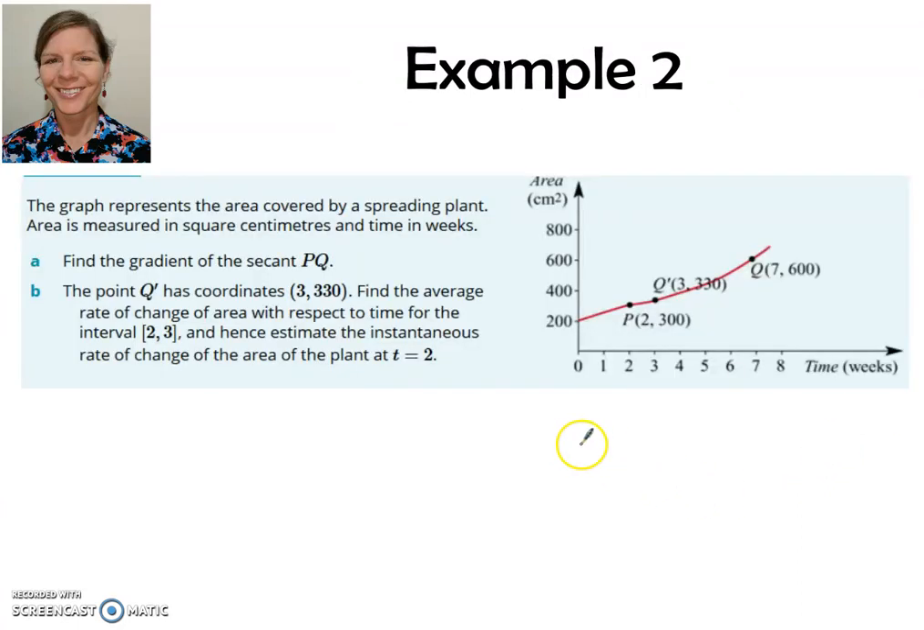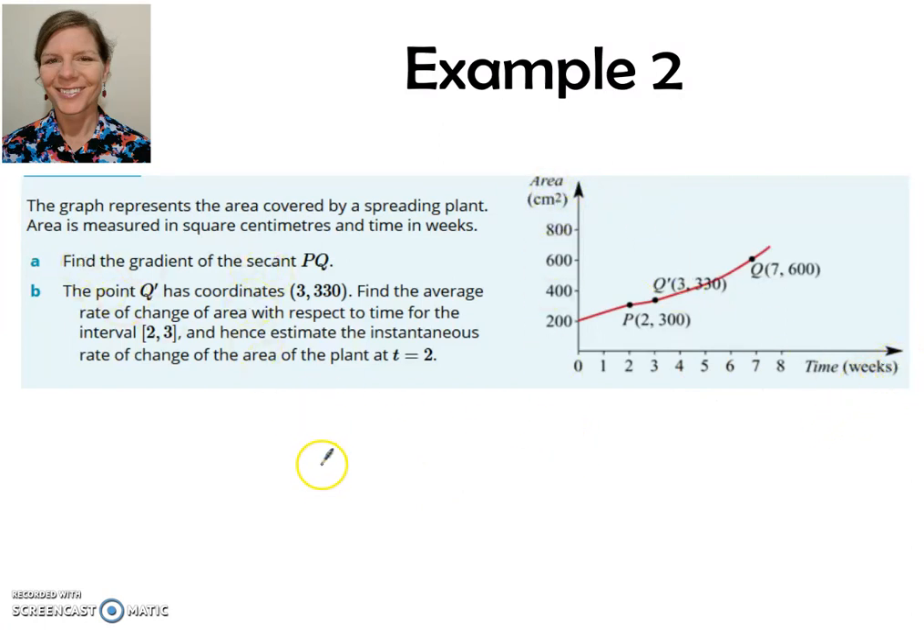So let's have a look at another example, just to cement this in your minds. We've got a graph here, and it's representing the area covered by a spreading plant over time in weeks. So we've got weeks and the area in centimetres squared.